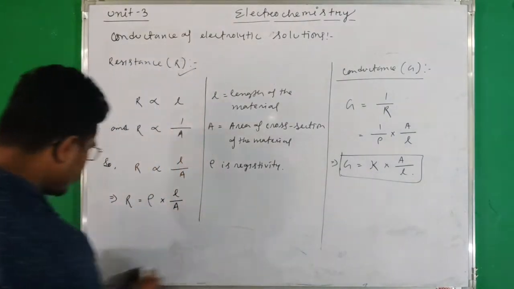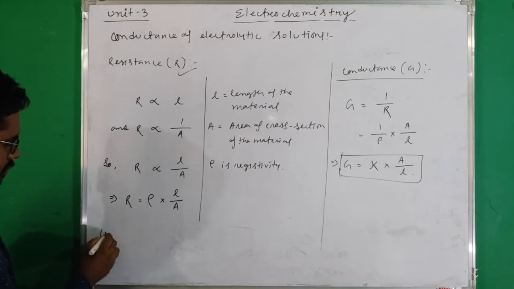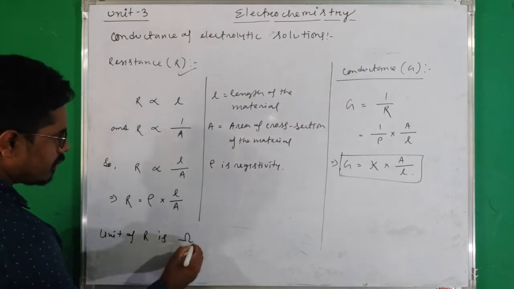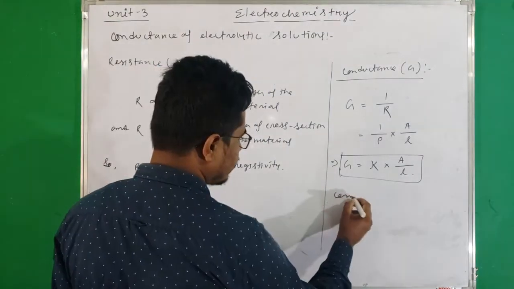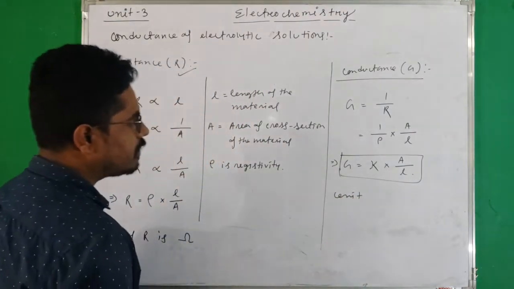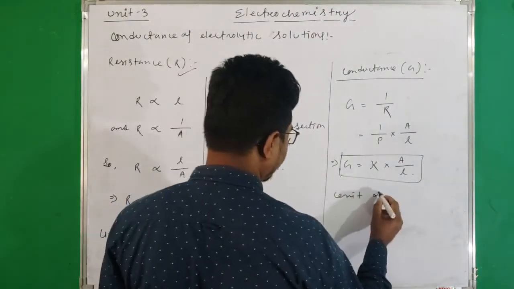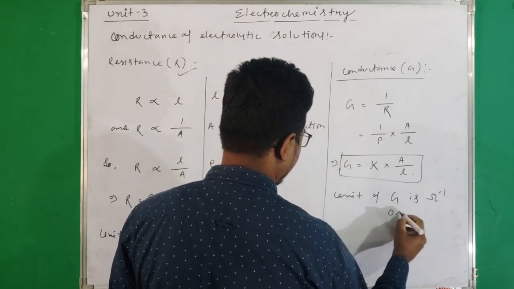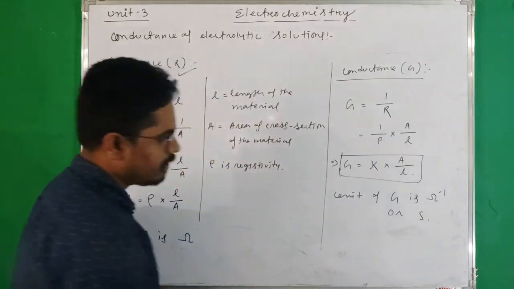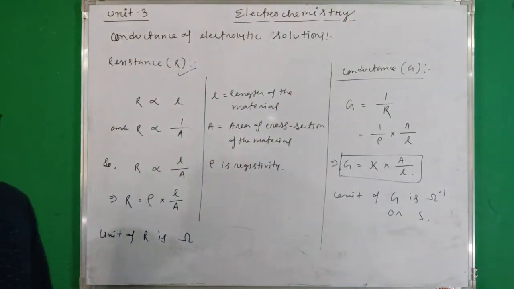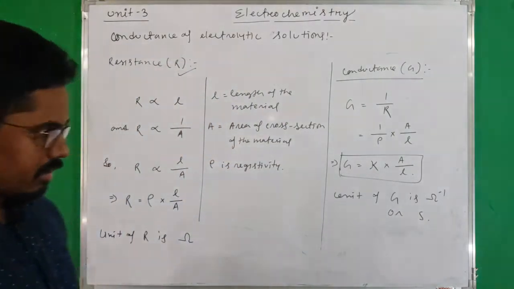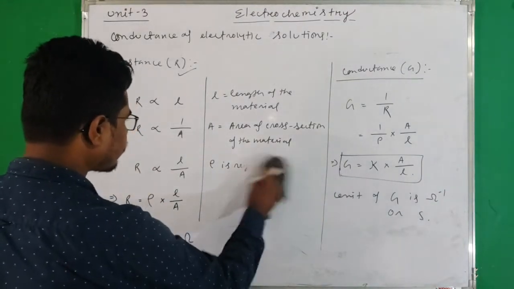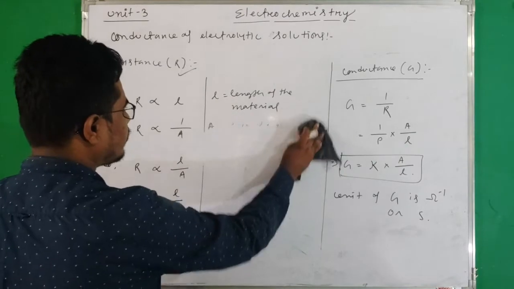So the unit of resistance, unit of R is ohm. Since conductance is the inverse of resistance, therefore the unit of G is ohm inverse or Siemen, a new term which is known as Siemen. Now we will discuss what is conductivity or specific conductivity.